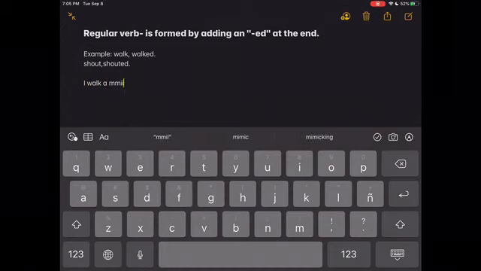I walk a mile. Okay, that's in present. And we know that the subject is I, and the verb is walk. Okay, so now I'm going to the past tense. That's the regular verb. I walked a mile. So we have there that I is the subject and walked in past is the regular verb, but in the past tense.